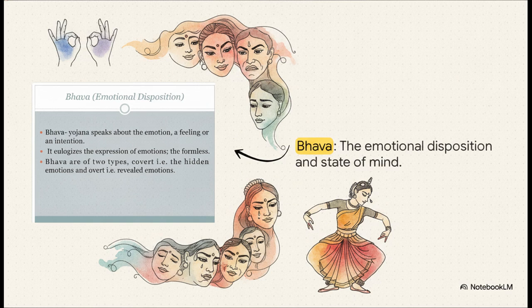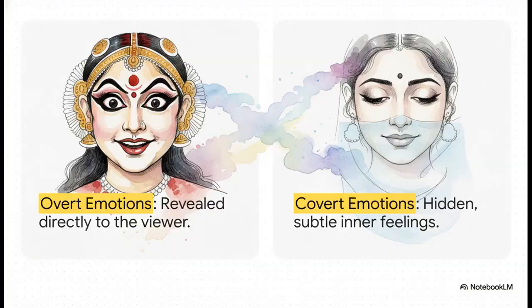Drawing from ancient dramatic theories, bhava requires the artist to convey deep psychological depth through facial expressions, subtle gestures, and postures. It is exactly what makes a static, motionless subject suddenly appear totally alive and deeply relatable to us. And bhava can actually be broken down into 2 distinct types.